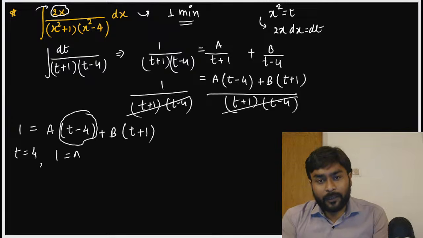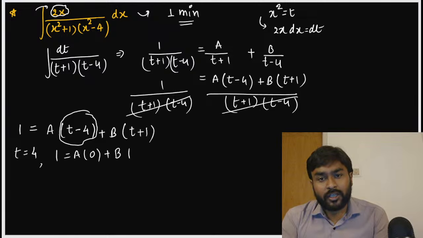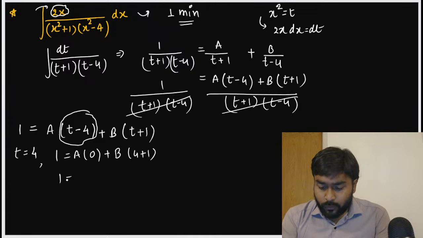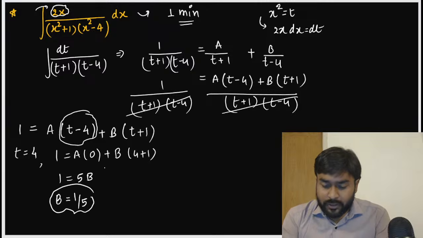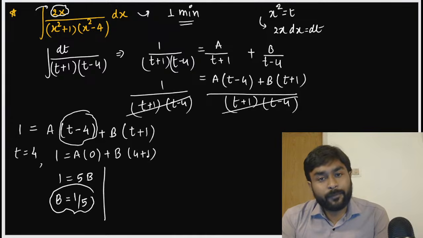So 1 equal to A. This will become 0 plus B. Here t you can write 4. 4 plus 1 will be 5. So 1 equal to what? 5B. So from here B equal to 1 by 5. That will be the value of B. The same way you can find A also.